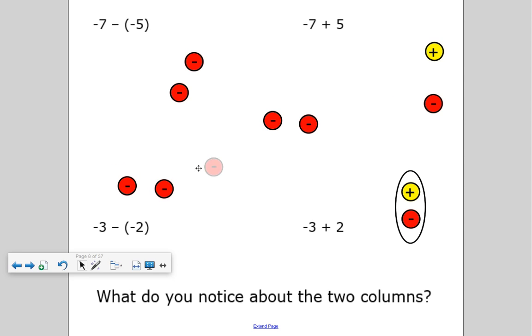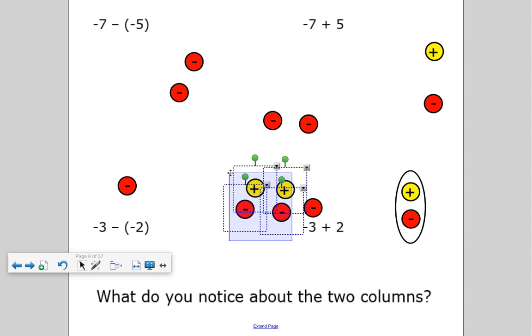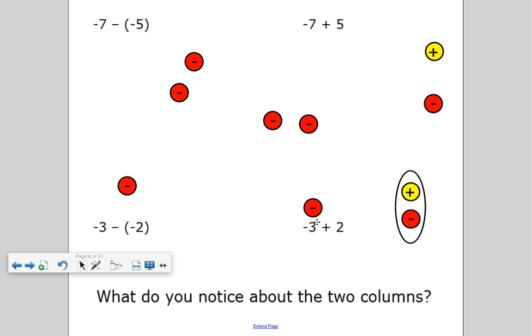I need to take out 2 of the negatives. So I take these 2 negatives out. I'm left with -1. While in this example, I have 3 negatives, and I add or put together 2 positives. These cancel out because they're 0 pairs, and it's also -1.